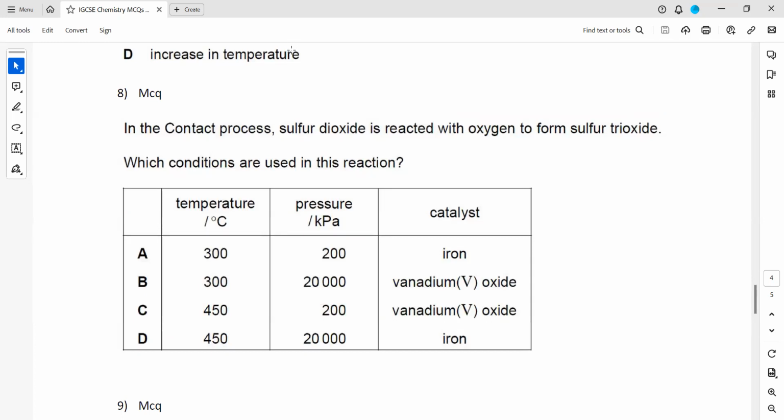In the contact process, sulfur dioxide is reacted with oxygen to form sulfur trioxide. Which conditions are used? There are certain chemical reactions, especially reversible reactions, whose conditions you have to learn. One is the manufacture of sulfuric acid or sulfur trioxide by the contact process. Another is the manufacture of ammonia by the Haber process. First, the catalyst used for sulfur trioxide is vanadium pentoxide, V2O5. Because the catalyst is vanadium pentoxide, either B or C can be the answer.